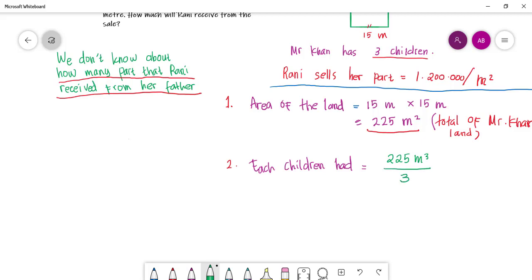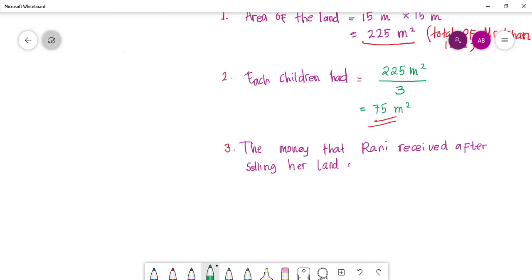So we can divide it among his 3 children. Divided by 3, it will be equal to 75 square meters. So that means Rani also had 75 square meters of land. Now you can see that Rani had 75 square meters, right? What should we do after this? Okay, kids, now we can continue counting how much money Rani will get after selling her land.